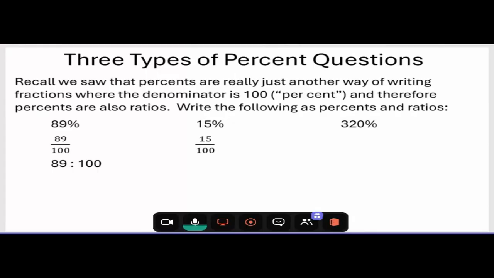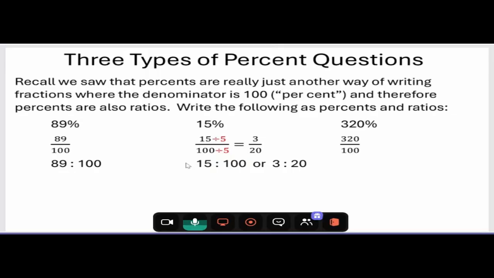15% is 15 over 100, and I think I'm going to reduce that, yeah. So I noticed that both top and bottom can divide by 5, so that is actually 3/20ths as a fraction. And so we could write that as a ratio either as 15 to 100 or 3 to 20. Either would be fine, and for the sake of our questions that we're going to do, doing this extra work of reducing the ratio to 3 to 20 is actually just going to waste extra time and introduce the possibility that you accidentally make a mistake. So we're actually going to tend to just use these ratios as 15 to 100 when we see 15%.